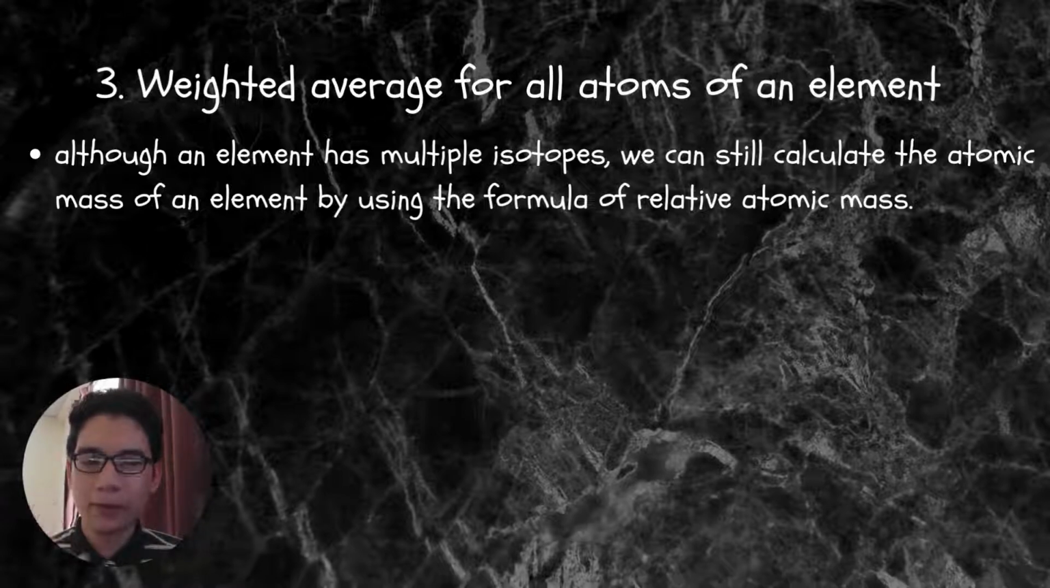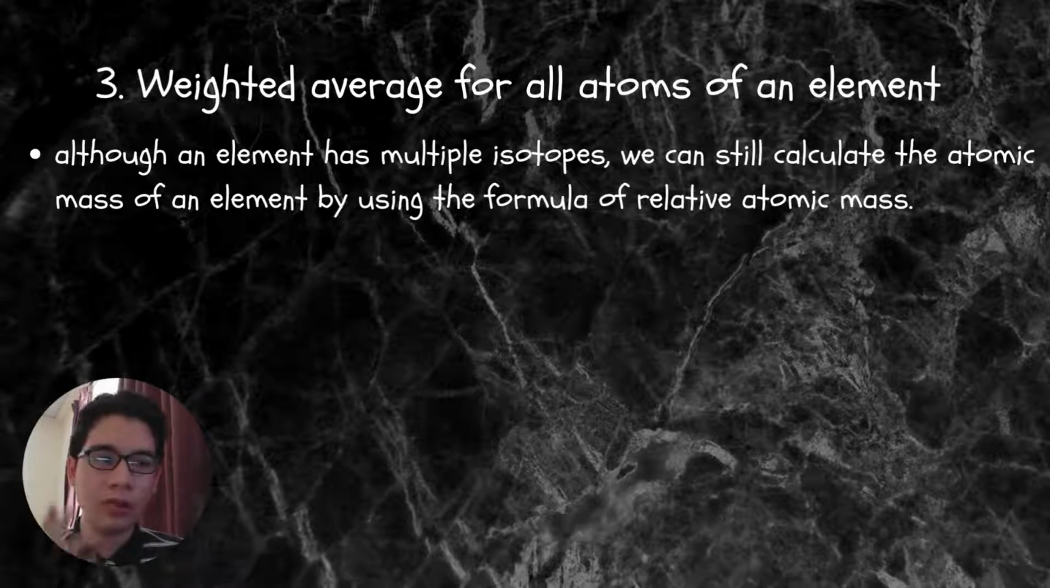So, although an element has multiple isotopes, we can still calculate the atomic mass of an element by using the formula of relative atomic mass. Now, the meaning of relative atomic mass is average. It's the average mass of all isotopes of an element. We average it into one unified value.